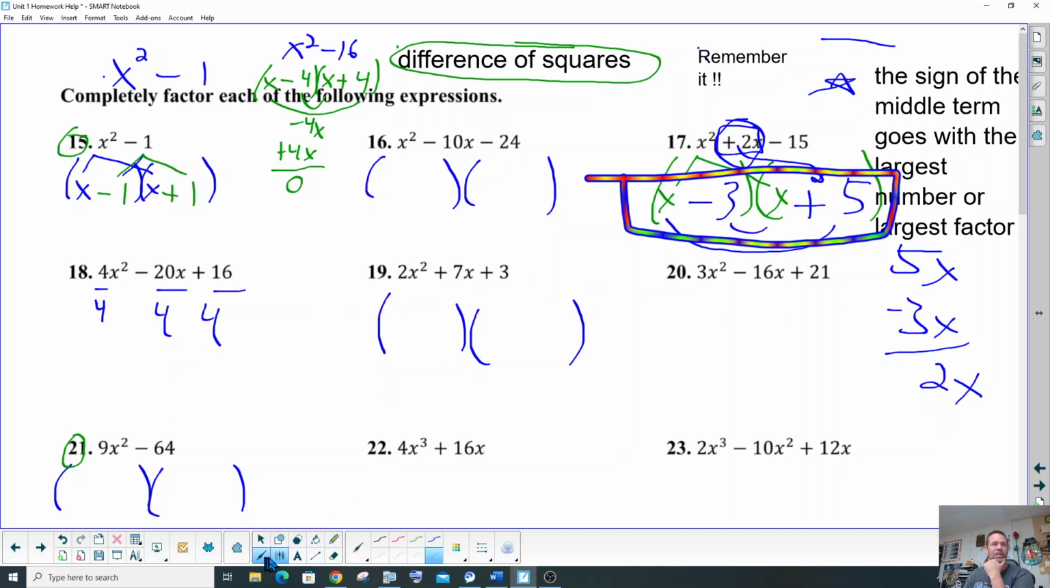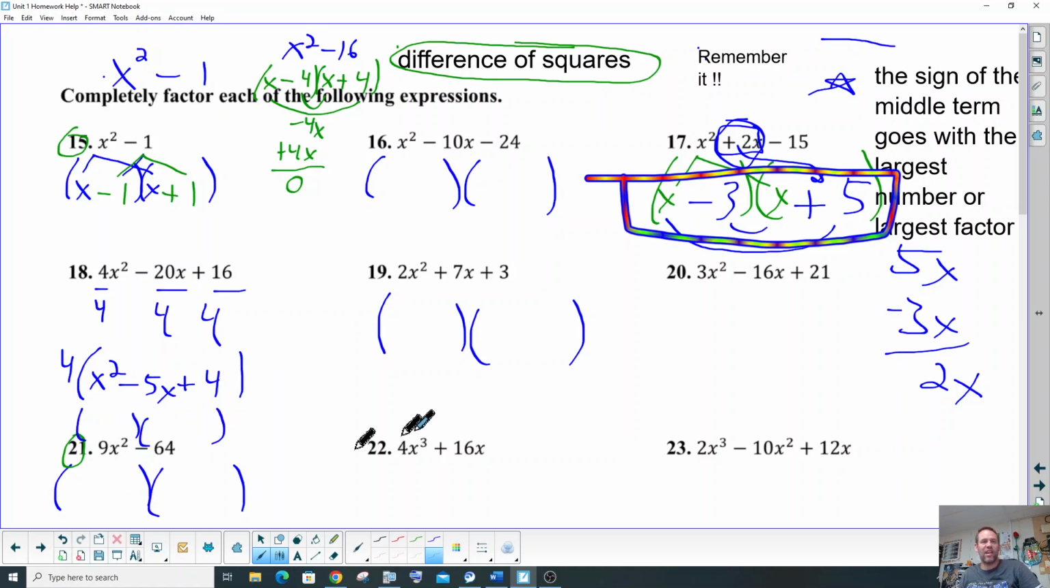Okay, so then try number 18 on your own. I highly recommend that you pull that 4 out, and then you can factor it more. So you get x squared, 20 divided by 4 is 5, and then 16 divided by 4, pull out a 4, is 4. It could be factored into 1 and 4, or 2 times 2. I'll let you decide there. So you want to finish factoring that.